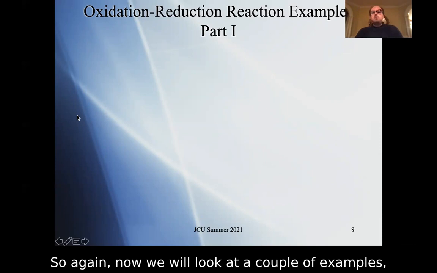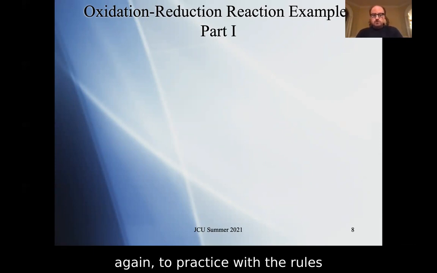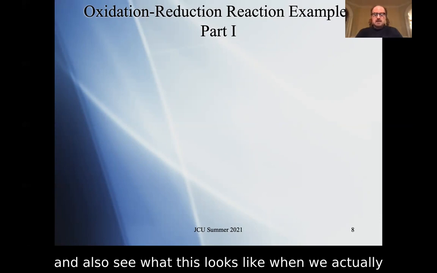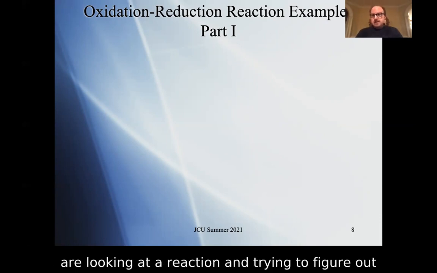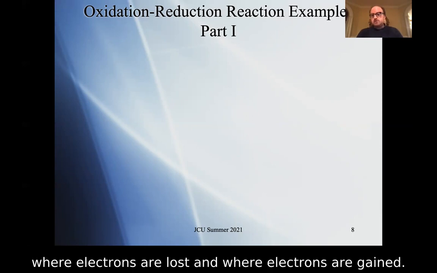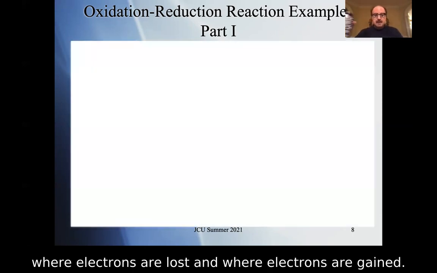So again, now we will look at a couple of examples to practice with the rules and also see what this looks like when we actually are looking at a reaction and trying to figure out where electrons are lost and where electrons are gained.